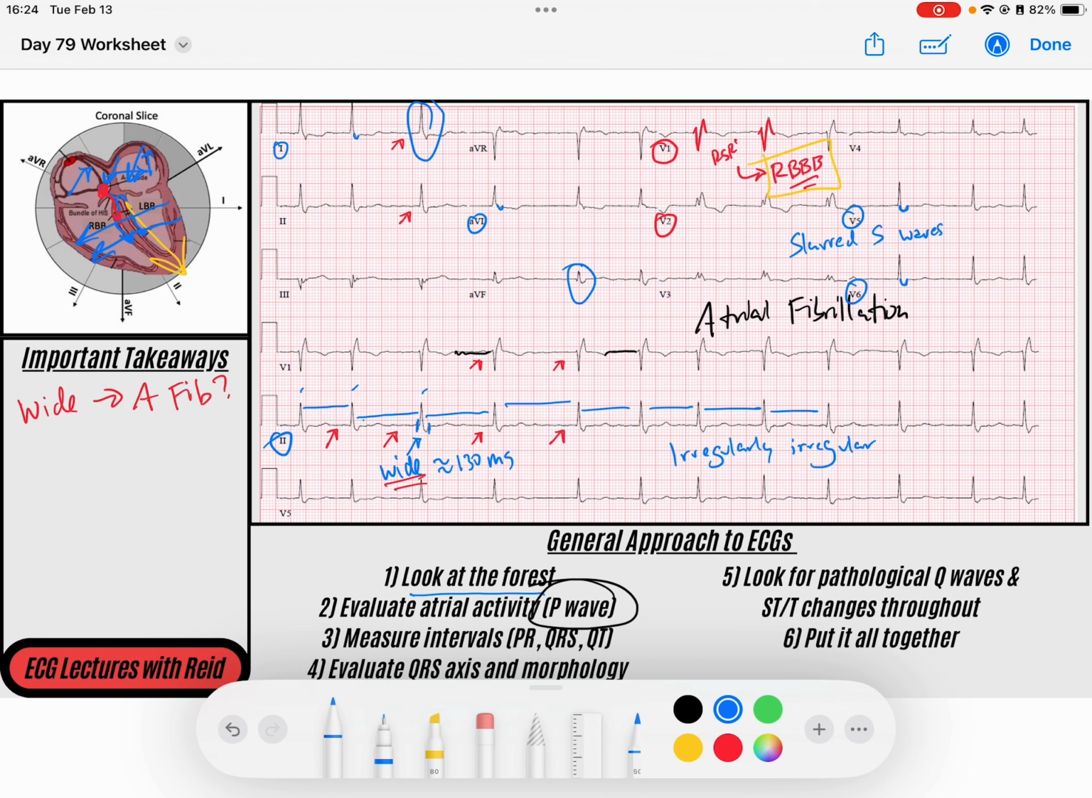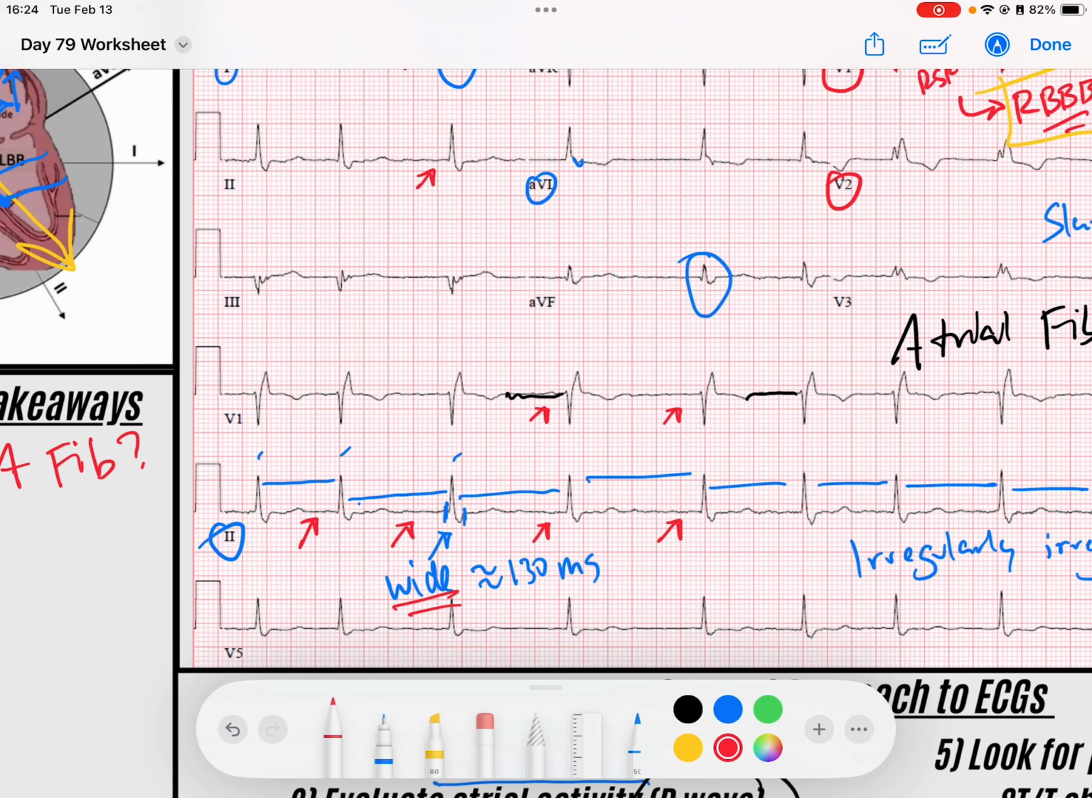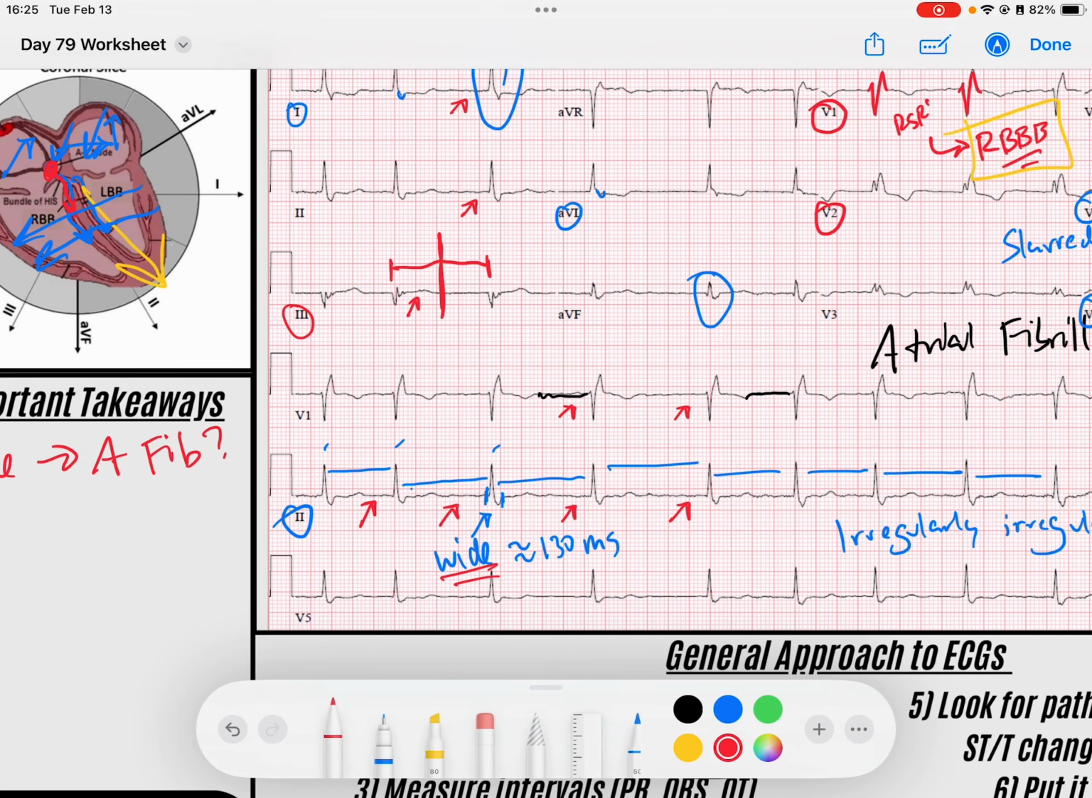Let's measure our QT intervals. And I like to just eyeball it. Sometimes I'll just take the midway point between two QRS complexes. I'll choose one here in lead 3. And I just want to make sure that if I draw a line midway through, my T wave ends before then. So that's reassuring.